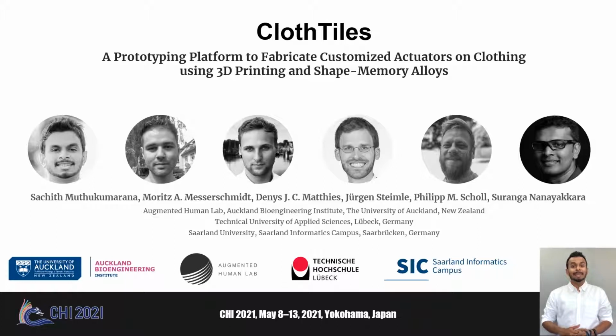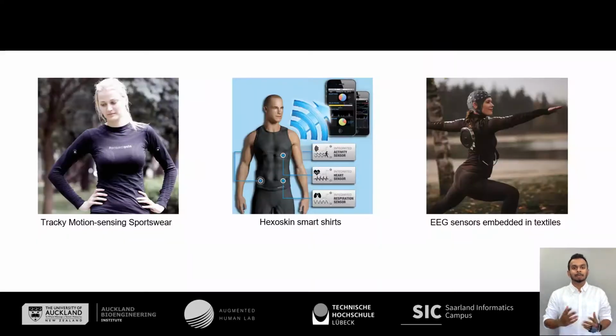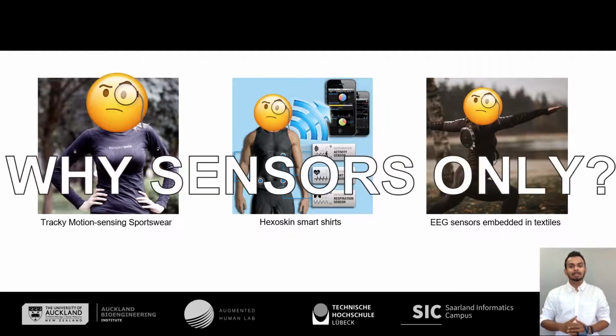So here I am excited to present the ClothTiles at CHI 2021. Well, it's quite interesting that humans have evolved to a point where they can't live without wearing clothes from birth anymore. So at present, a vast amount of research is focused on smart clothing, especially on diverse sensing mechanisms. However, the actuation dimension of clothing has been ignored most of the time.